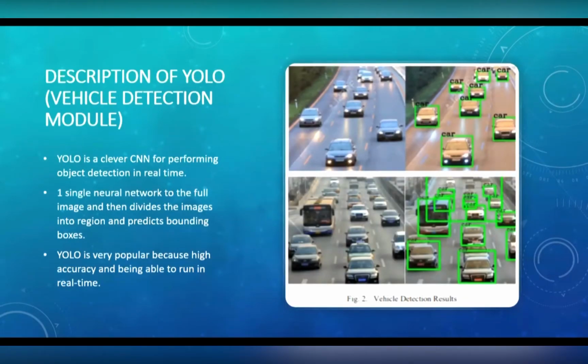For the description of YOLO, YOLO is a clever convolutional neural network for performing object detection in real time. The algorithm applies a single neural network to the full image and then divides the image into regions and predicts bounding boxes. YOLO is a very popular software because it achieves high accuracy while also being able to run in real time. So here is the result of the algorithm.